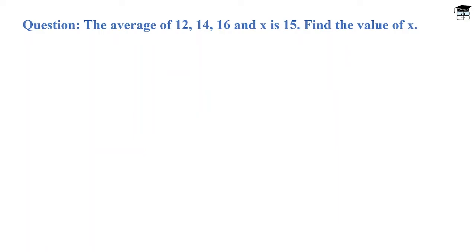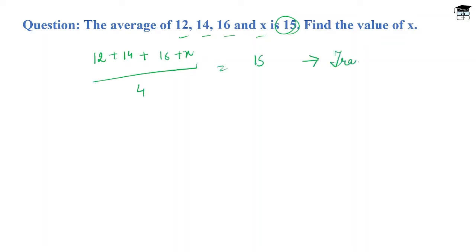That is, the average of 12, 14, 16 and x is 15. Find the value of x. Now, how would you do that? You will do like 12 plus 14 plus 16 plus x whole divided by 4 is equal to 15. So this is the traditional method which we used to calculate, right?